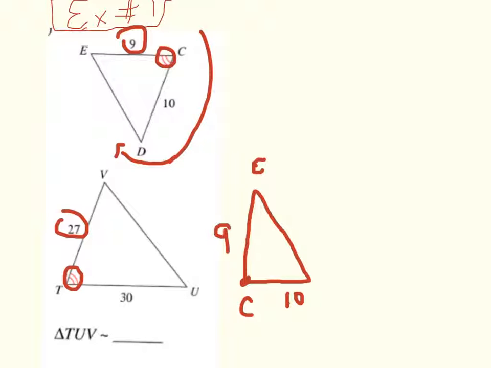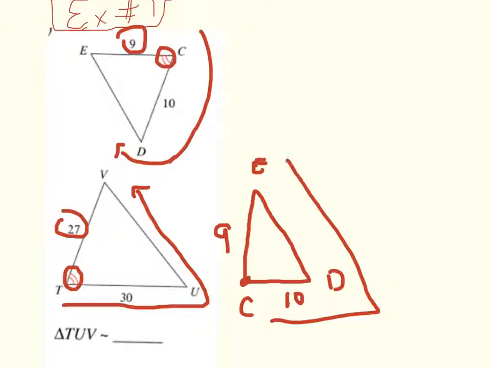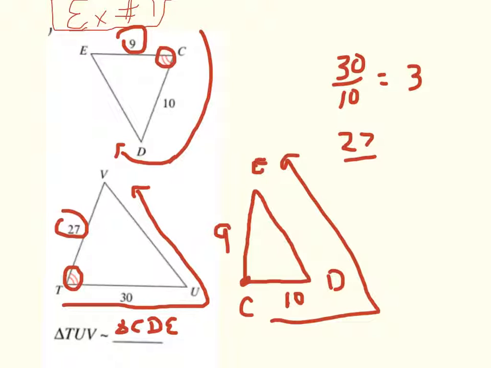Now that would leave me with point D over here, vertex D. So now I'm going to check to see if triangle TUV, going in this direction, is similar to CDE going in this direction. Now I think it is, but let me check. So I'm going to do the bottom sides, 30 divided by 10, and that's 3. Then I go to the other side, big side divided by little side, the big side of the big triangle and the other side of the little triangle, and this is also 3.